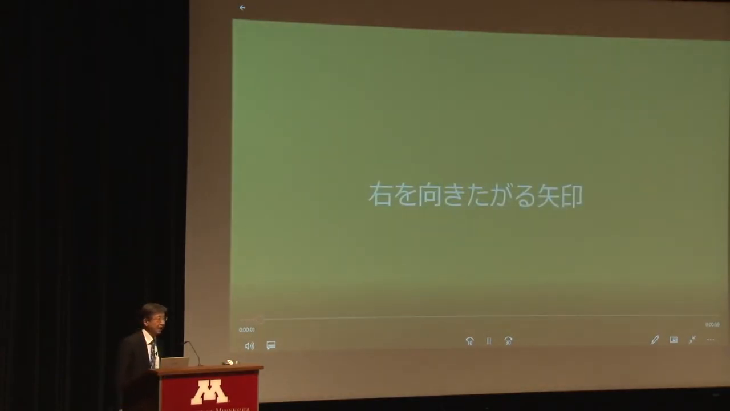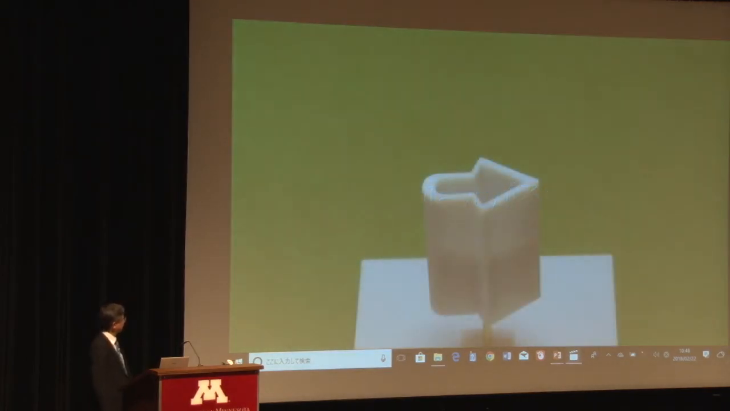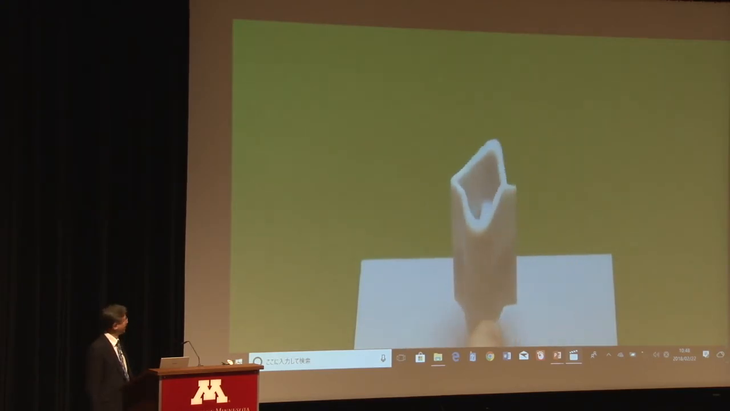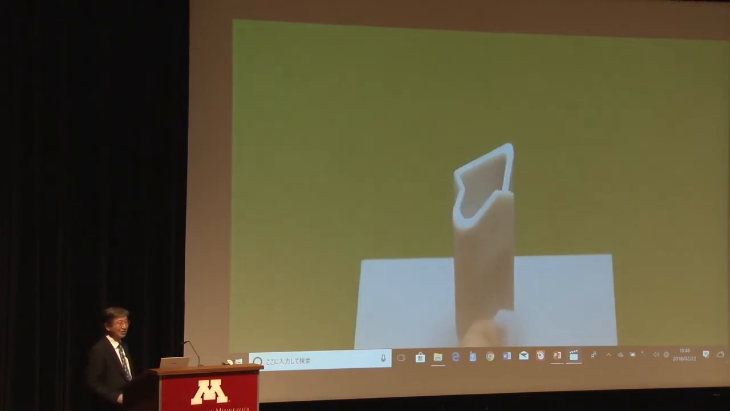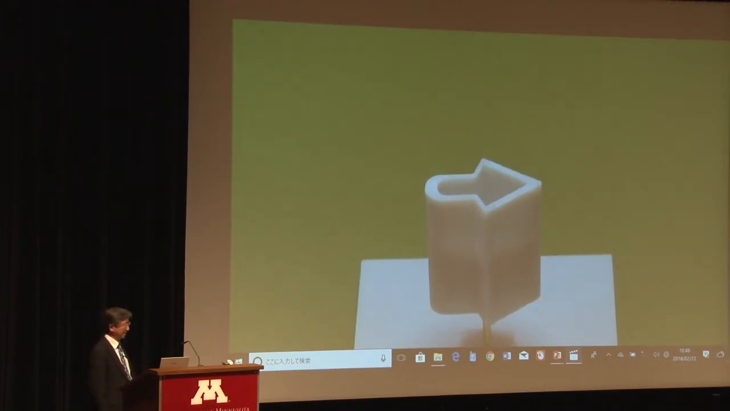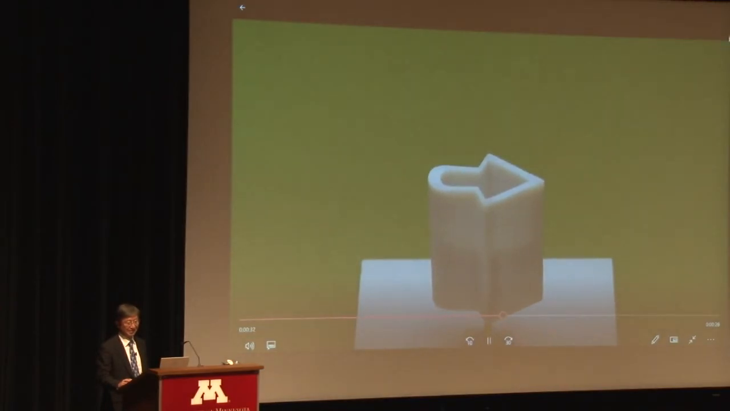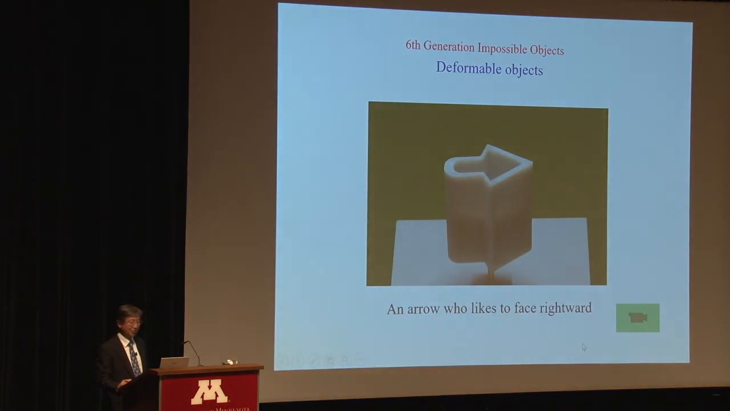One is this. I don't use a mirror, just rotate the object. This is an arrow facing rightward. It likes to face rightward. We cannot make it face to the left. The trick is the same. I apply the ambiguous cylinder illusion, but we can do like that. This is, I think, the sixth generation.